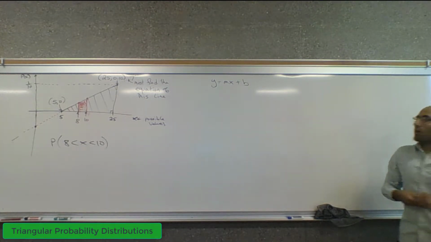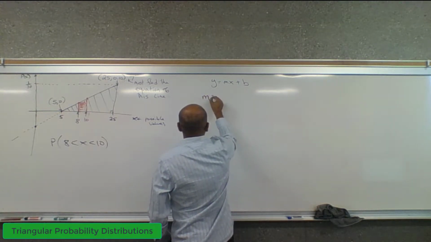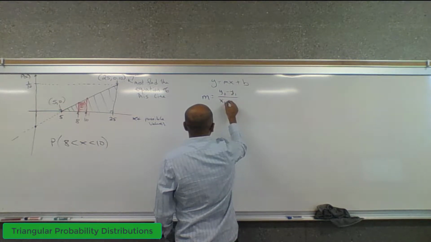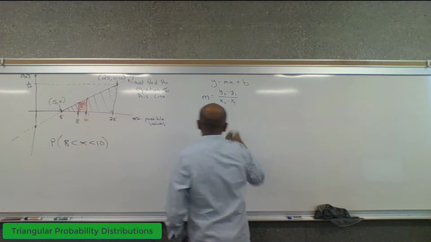Good? Okay, so to find the equation of that line, first I have to find the slope. m equals y sub 2 minus y sub 1 over x sub 2 minus x sub 1.